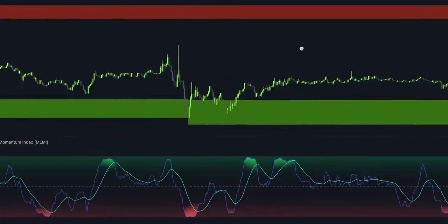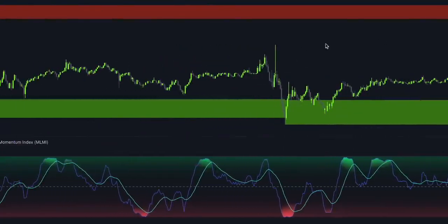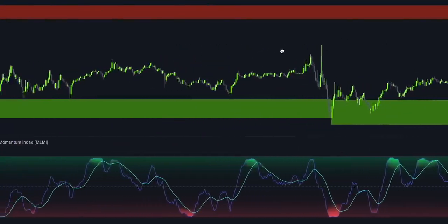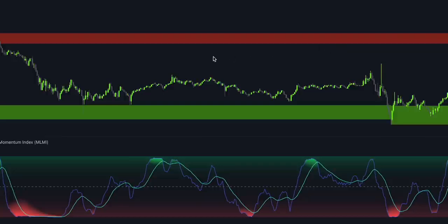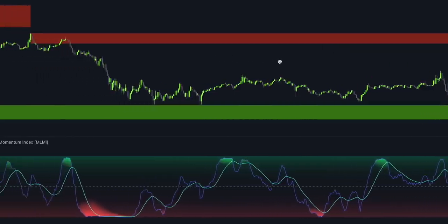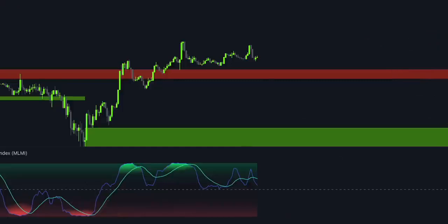So how can we use these two indicators together to find accurate trades? Pay close attention because I'm about to reveal the exact strategy. There are two ways or setups you can use for opening long and short trades. Let's start with the first one.